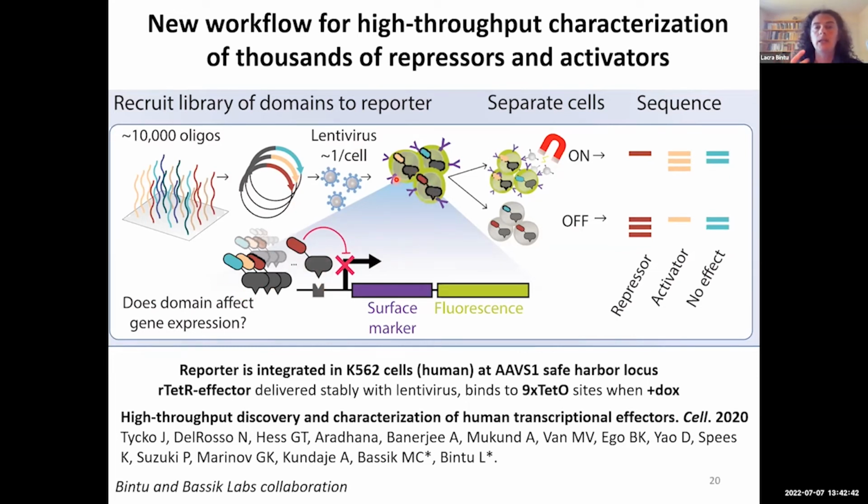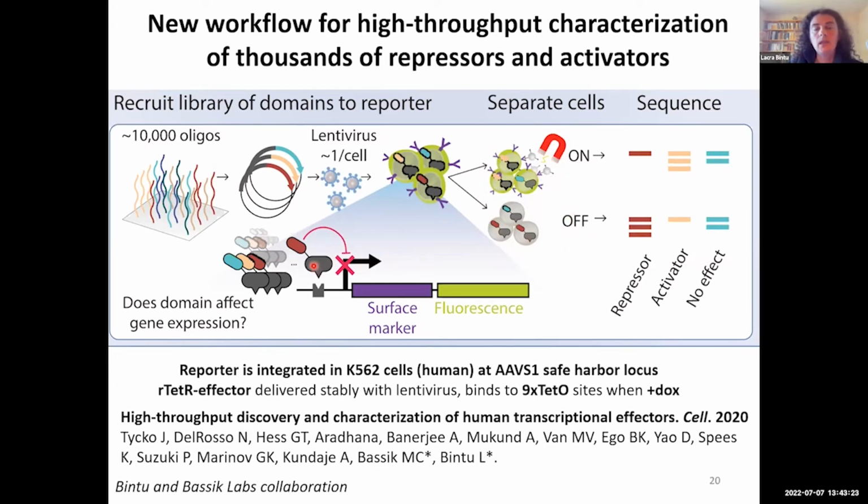So practically now every cell becomes a test tube that has a single domain that can be recruited to our reporter. In this case, if that domain happens to be a repressive domain and it turns off our reporter, we will see that the fluorescence will actually turn off. And in fact, we also added a surface marker that is expressed on the surface of the cells to allow us to do quick magnetic separation of the cells with an antibody and magnetic beads. So we can very easily separate the cells that have turned off gene expression from the ones that stay on.